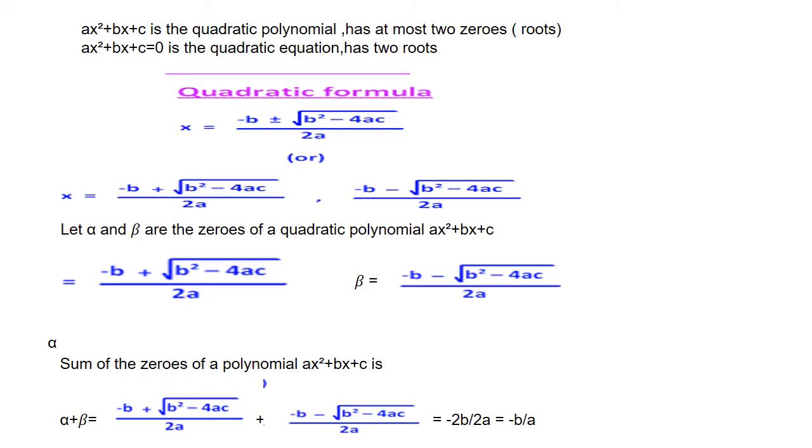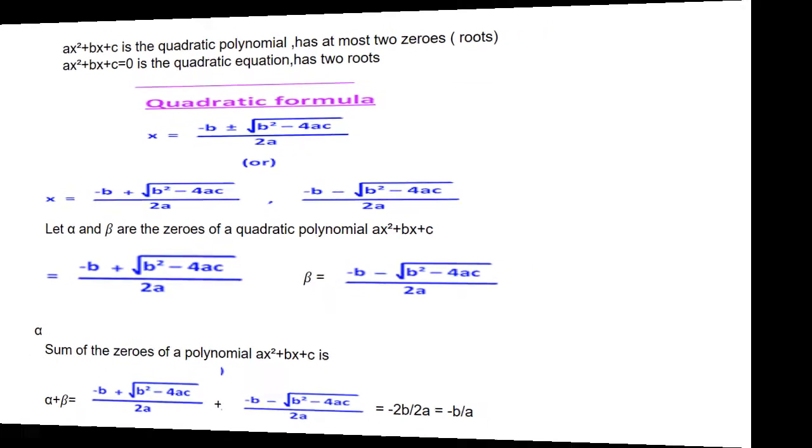What is minus b by a? Alpha plus beta. Alpha plus beta is equal to minus b by a. Alpha and beta are the zeros of a quadratic polynomial. So the sum of the zeros of a quadratic polynomial, alpha plus beta, is equal to minus b by a.